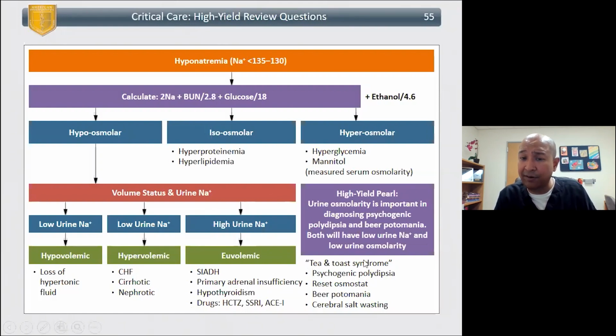When is urine osmolarity going to be a deal breaker? It helps determine who has volume down, being dehydrated with a low urine sodium, versus someone who has psychogenic polydipsia or hyponatremia, where urine sodium is going to be low also, but urine osmolarity is going to be the deal breaker. Low in hyponatremia and polydipsia, high when you're dehydrated.